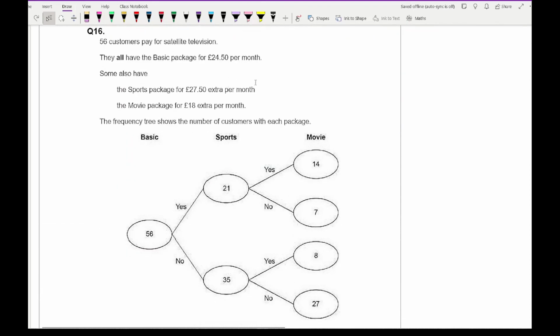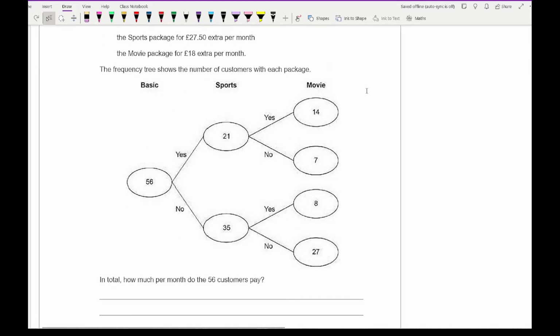Moving on to question 16, it says that 56 customers pay for satellite television. They all have the basic package, which is £24.50. Some also have the sports package for £27.50 per month. Movie package is £18 extra per month. The frequency tree shows the number of customers with each package. And the question's asking us, in total, how much per month do the 56 people pay in total?